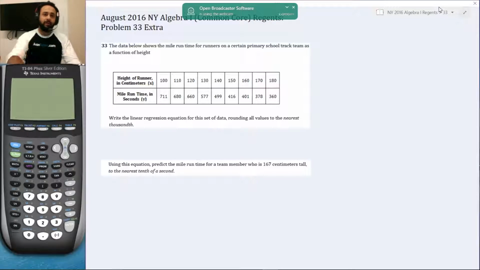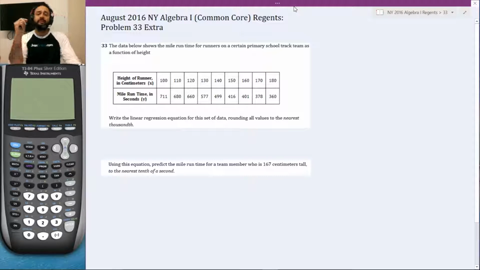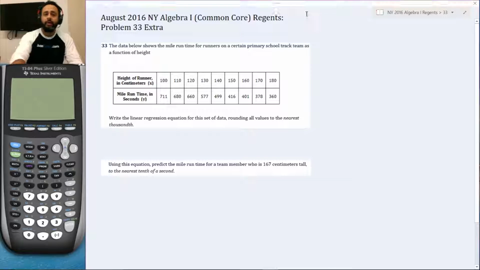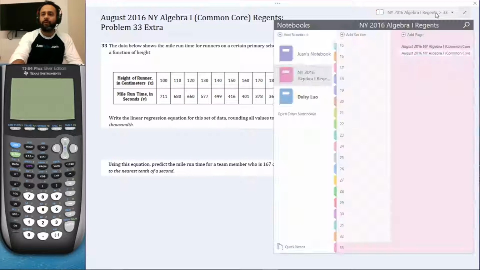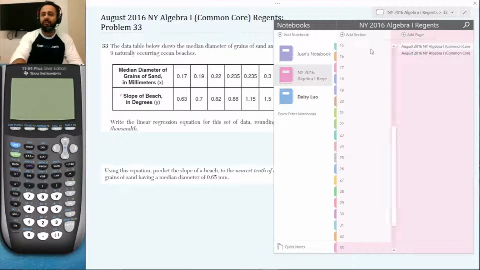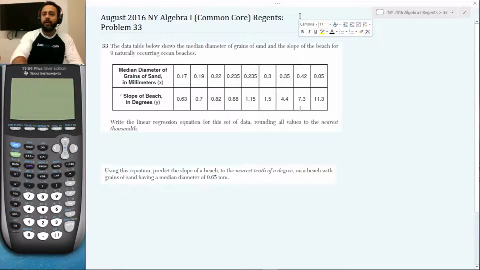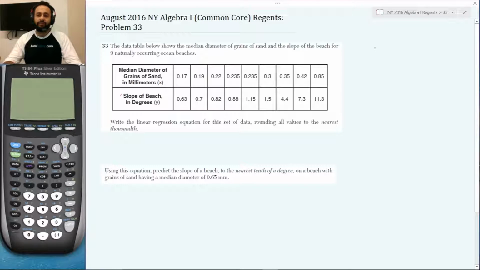Today we are working on the August 2016 New York Algebra 1 Common Core Regents exam, problem number 33. If you want to find these exams online, they're freely available for you. Go to nysedregents.org, click on the appropriate tabs, and all the exams are freely available to you.